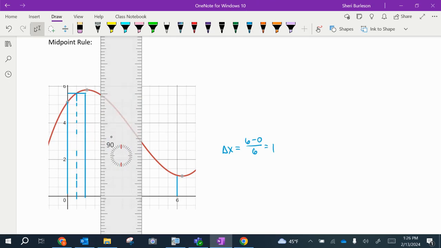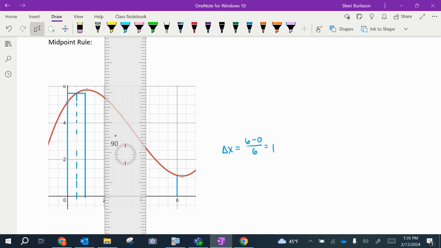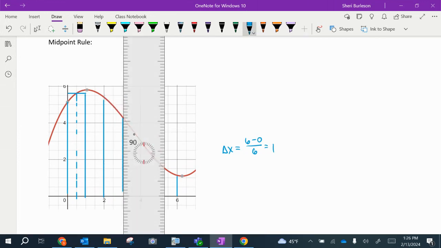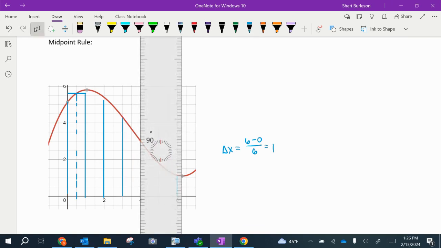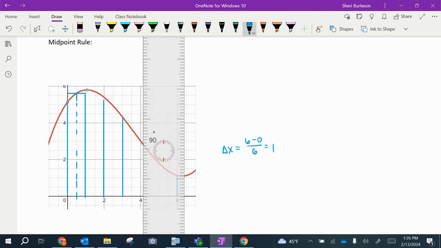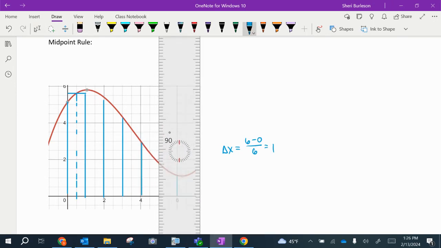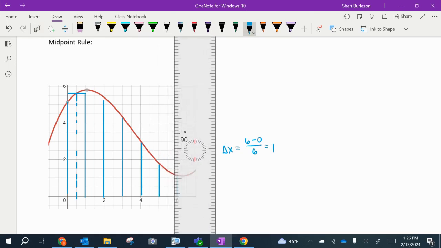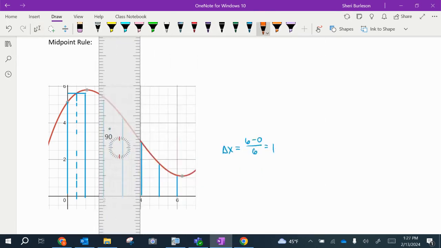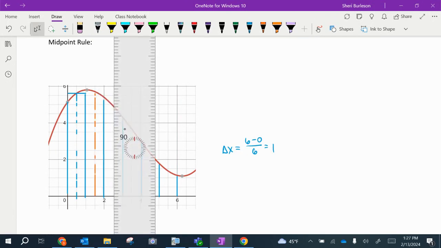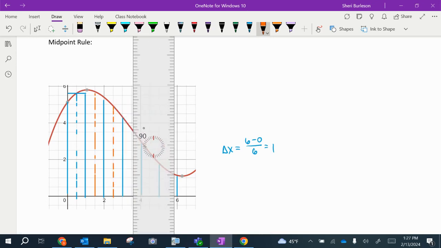And I can do that for, let me mark off my subintervals here, 2, 3, 4, about 4, 5, and then 6. And so if I do my midpoint for all of these, I'm going up to the function value and making rectangles.